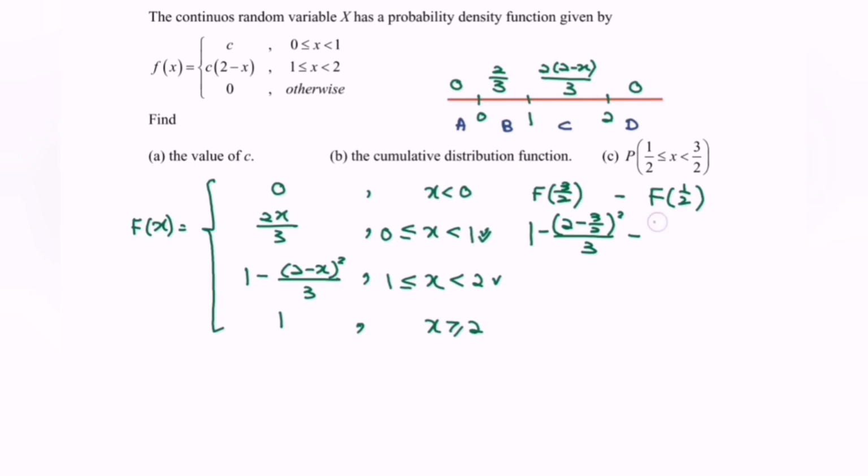Here we have 2 multiplied with 1 over 2 over 3. So kindly simplify. Here we have 1 minus (2 minus 3 over 2), where we will have 1 over 2 squared. So we will have 1 over 12 minus 1 over 3. Simplifying, 1 minus 5 over 12. So as a conclusion, the probability for that situation would be 7 over 12.